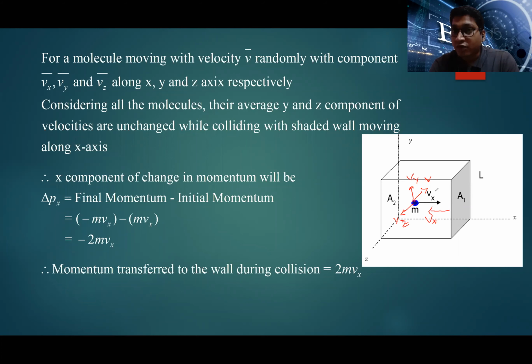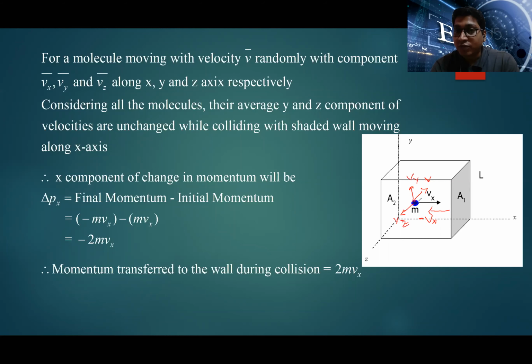So what will get changed? They will get a change in the momentum. The initial momentum of this gas molecule before colliding with the wall is going to be m into Vx, and the final momentum will be m into minus Vx, because here the direction is getting reversed. So the initial momentum is mVx, and the final momentum is minus mVx.